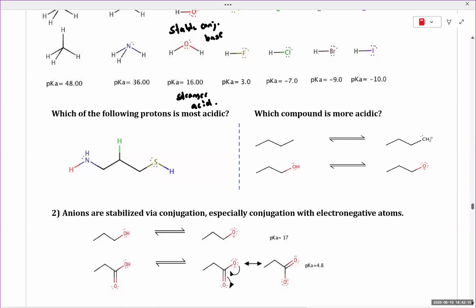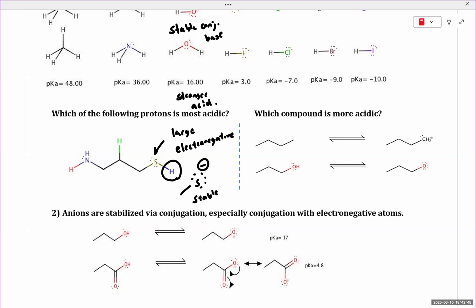So let's try to apply what we've learned in terms of atom trends. So we have 3 protons. Which of the following protons is most acidic? So we want the largest, most electronegative atom, and that is going to be the atom attached to sulfur, because sulfur is large and it's electronegative. That means that the conjugate base anion generated by pulling off this proton is a stable anion, because we're placing the negative charge on a large and importantly, very electronegative atom.